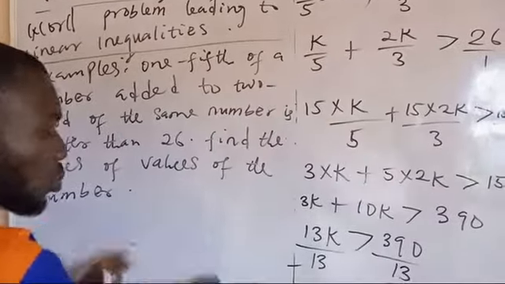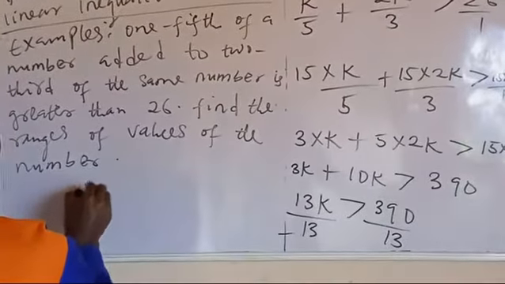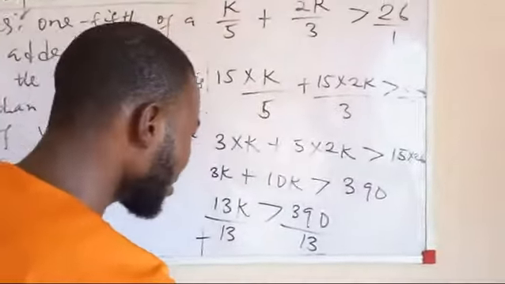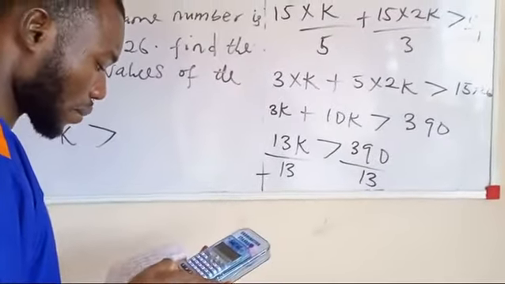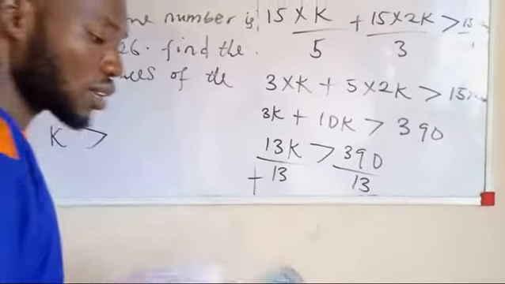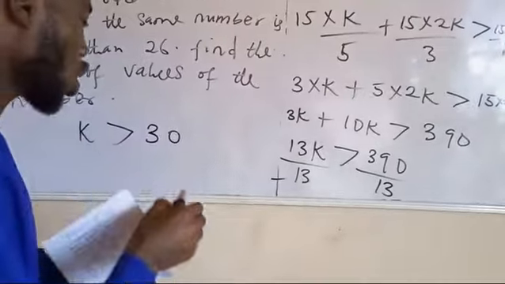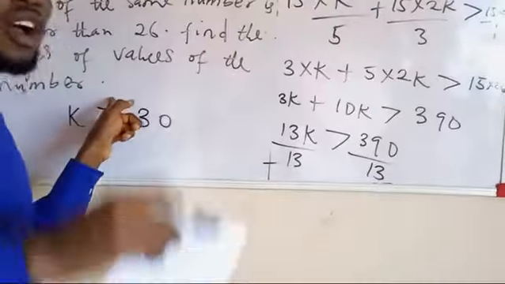So that we will now have that k is greater than 390 divided by 13, which will give us 30. So k is more than or greater than 30.